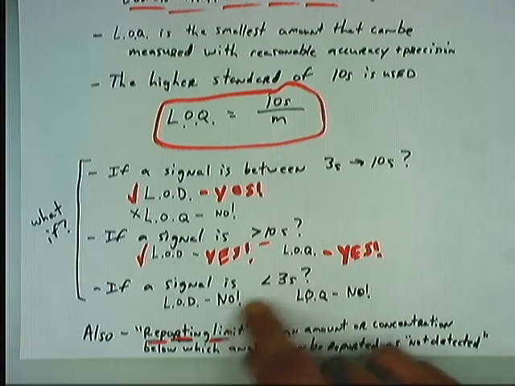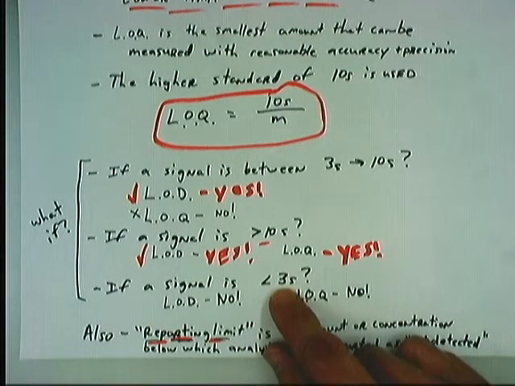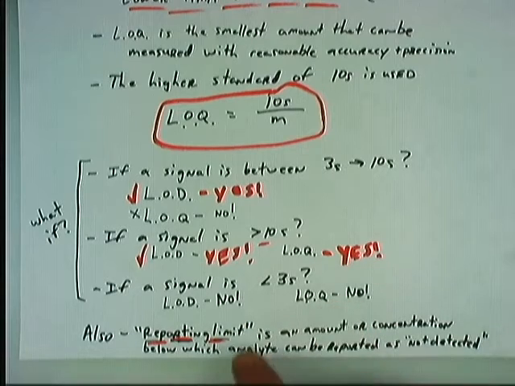But with the method you're using, if you're below the 3S standard, you've not detected it, you can't quantify. It's just below your detection limit. The analyte concentration is below your detection limit. There may be analyte present, you just don't know. You can't detect it within the confines of the method that you've got.